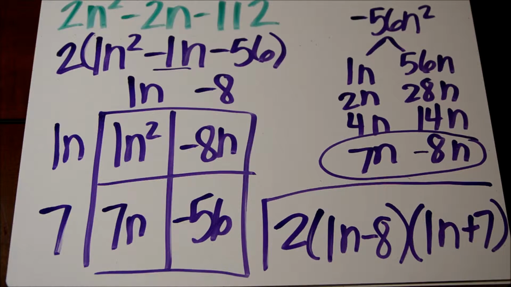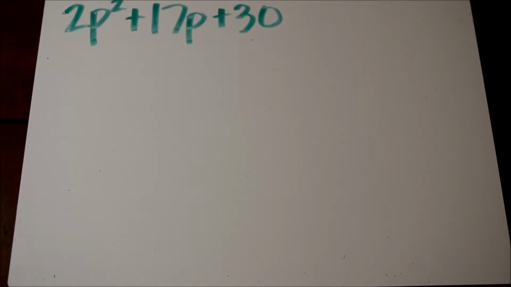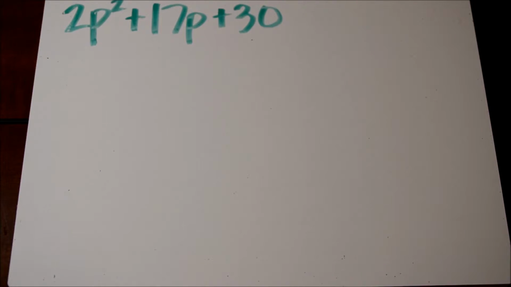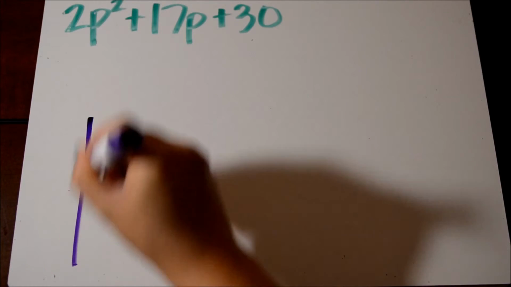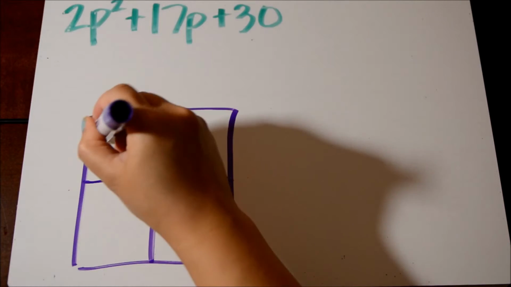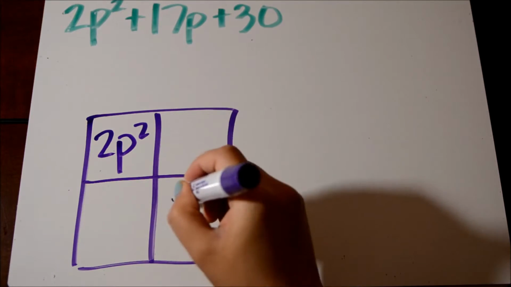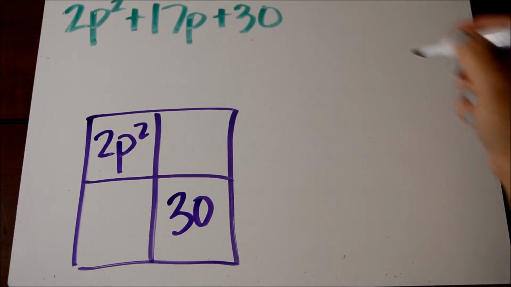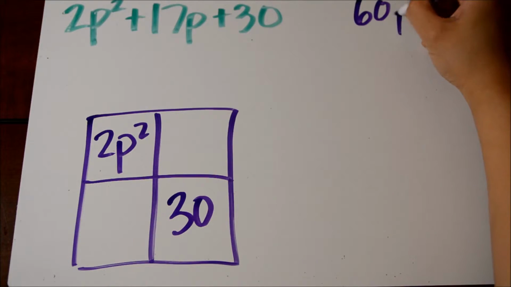Let's take a look at our second example. So we have the trinomial 2p squared plus 17p plus 30. We're going to check to see what our greatest common factor is. And on this problem, the greatest common factor is going to be a positive 1. Whenever your greatest common factor is positive 1, we could go straight to the box. So first term in the first box, last term in the last box, multiply those together. 2p squared times 30 is going to give us 60p squared.